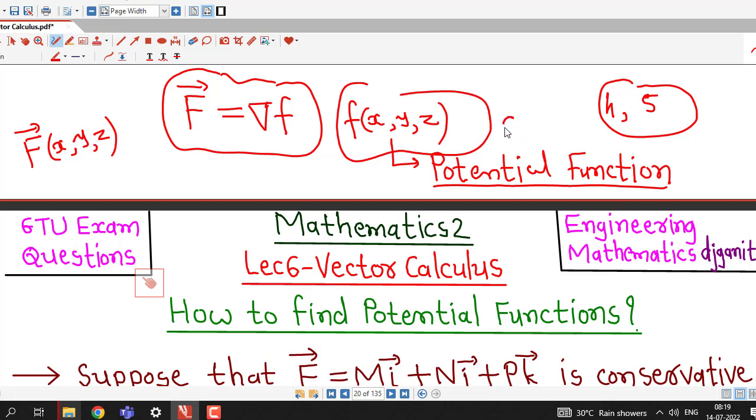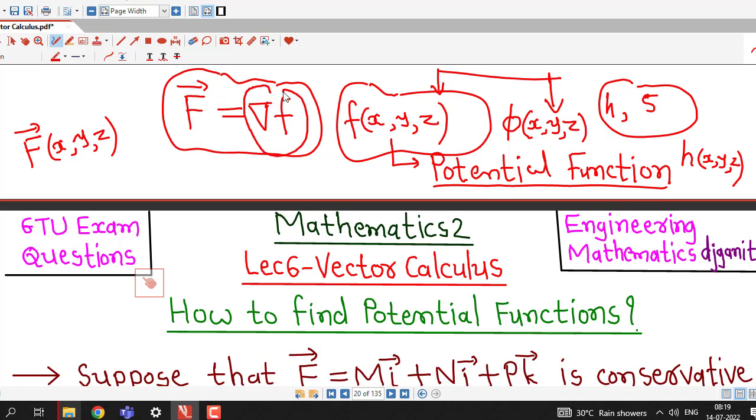Some authors use this phi notation also for the potential function. So whatever notation is given in the question, we will follow that notation for the potential function. If nothing is given, we can use either f or phi, or we can use our own notation also, say h of x, y, z. So in fact, our vector field is conservative if it can be written as the gradient of some scalar function, and that scalar function is called the potential function.